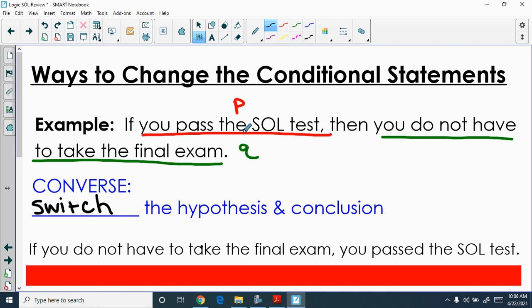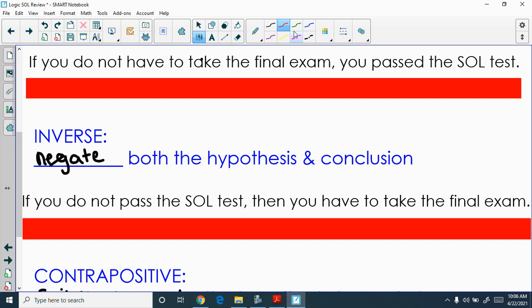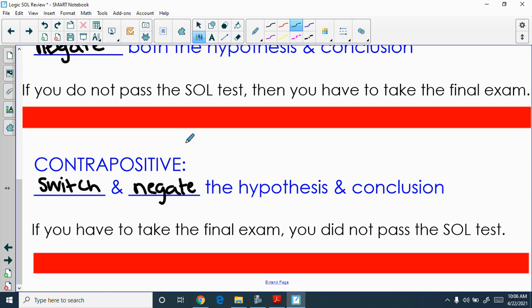So I'm going to head back over to our converse statements and talk about them with the symbols. So remember, converse, we switched our P and our Q. So it was Q, then P. For our inverse, we negated. So we had not P, then not Q. And for our contrapositive, we switch and negate, so not Q, then not P.